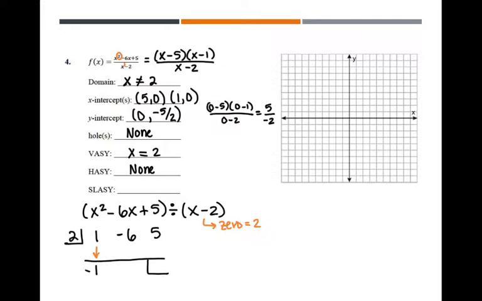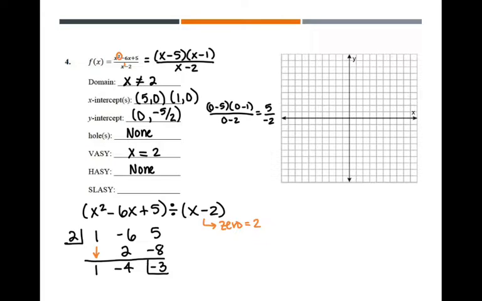I'm going to take 1 and multiply it by what is in the box. So 1 times 2 is 2, and that's going to go underneath my negative 6. I can go ahead and combine straight down. Negative 6 plus 2 is negative 4. I'm going to take that negative 4 and multiply it by 2 again, which is negative 8. And I can combine, and that leaves me with a remainder of negative 3.